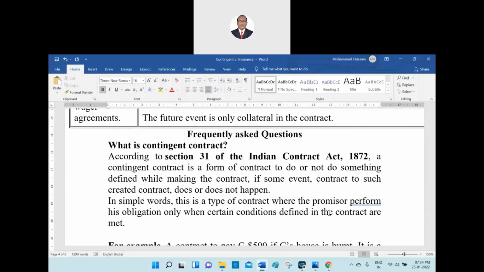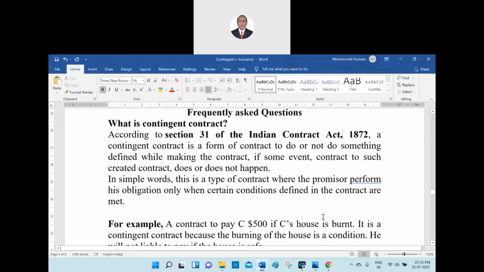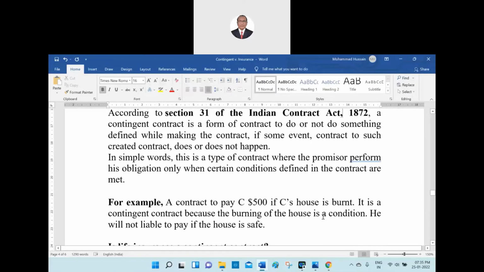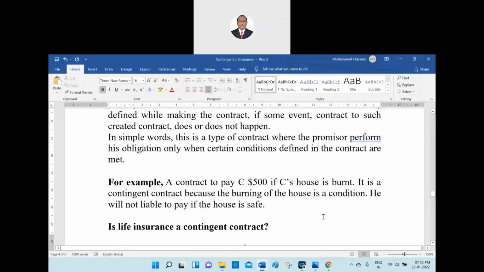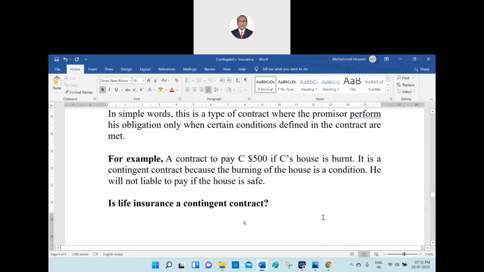So the Indian Contract Act 1872, a contingent contract is a form of the contract to do or not to do something defined while making the contract. If some event collateral to such a contract does or does not happen. In simple words, this is the type of contract where the promisor performs his obligations only when certain conditions defined in the contract are met. If the conditions are met, then it is valid. If not met, not valid.